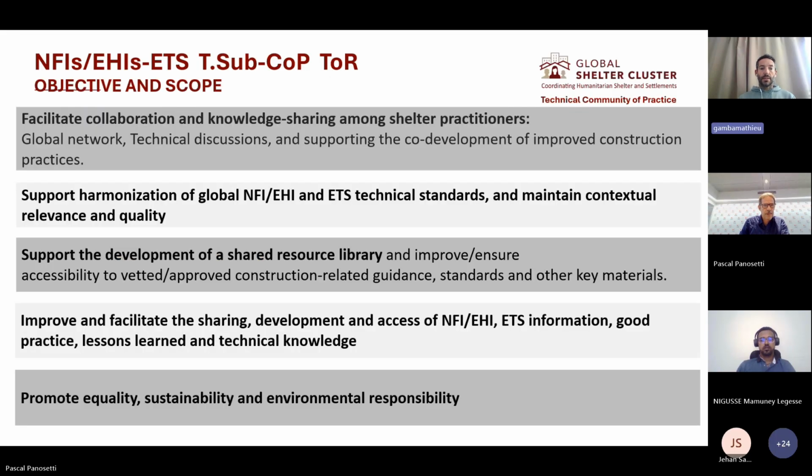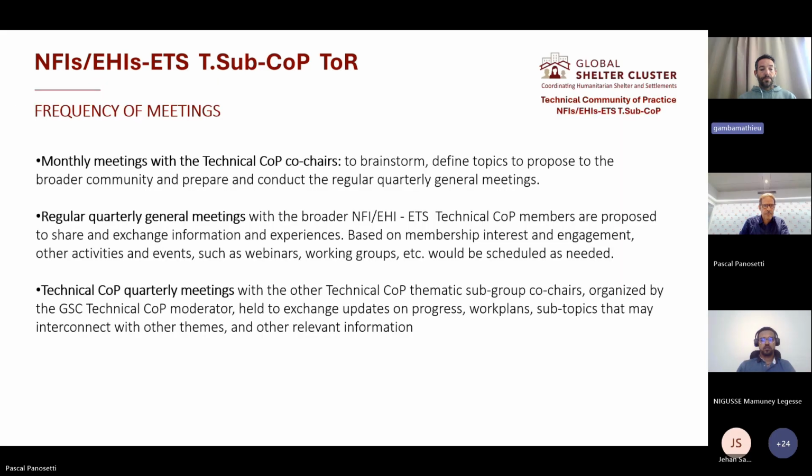Well, this is the TOR and the objectives of the group. The main overall objective is to share good practices and information related to NFI and emergency temporary shelters, and to support diverse shelter practitioners. We meet more or less every month between all the co-chairs, so the 5 of us.